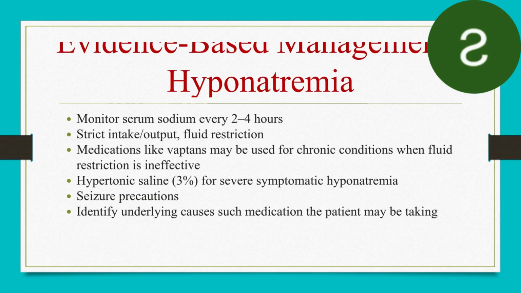Evidence-based management of hyponatremia. Monitor serum sodium every 2 to 4 hours. Maintain strict record of intake and output while on fluid restriction. Medications like vaptans may be used for chronic conditions when fluid restriction is ineffective. Hypertonic saline 3% for severe symptomatic hyponatremia should be administered. Seizure precautions should be implemented. Identify underlying causes such as medications the patient may be taking.